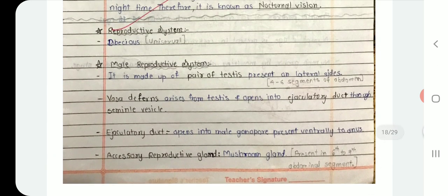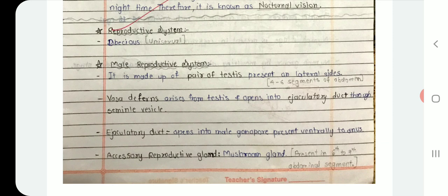Now, the male reproductive system is made up of a pair of testes which are present on lateral sides in 4 to 6 segments of the abdomen. Let's remember only abdomen for the reproductive system, right? In the 4 to 6 segments of the abdomen, there will be presence of the pair of testes, present on the lateral sides.